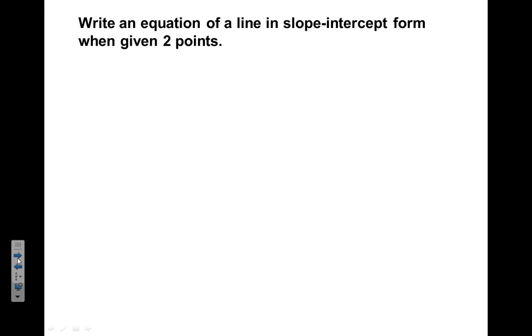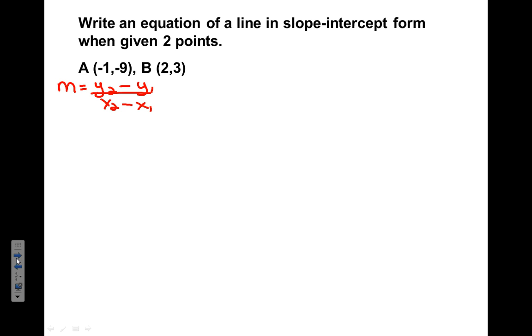And now we're going to write an equation of a line in slope-intercept form when I give you 2 points. So here I've got point A, point B. I need to first of all find the slope. So let's see. So find the slope. So slope we know is y2 minus y1 over x2 minus x1.